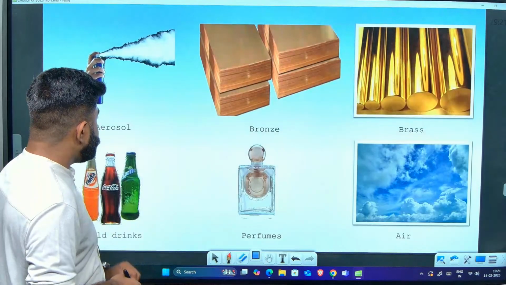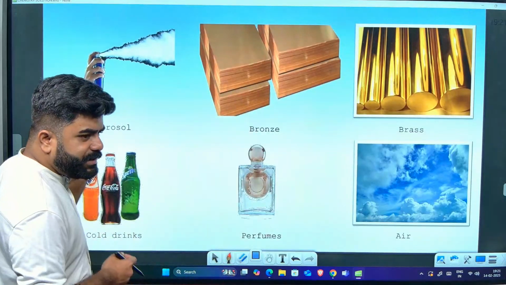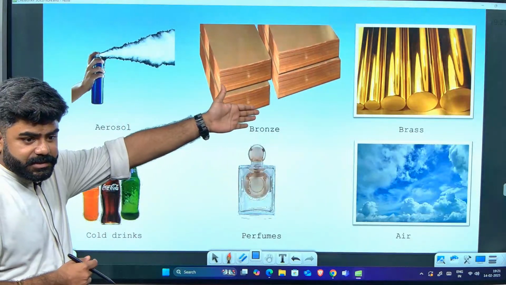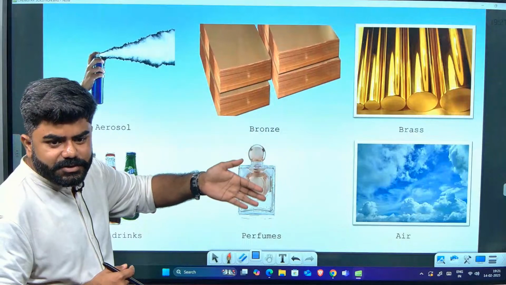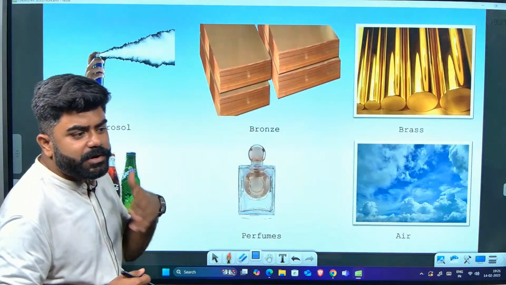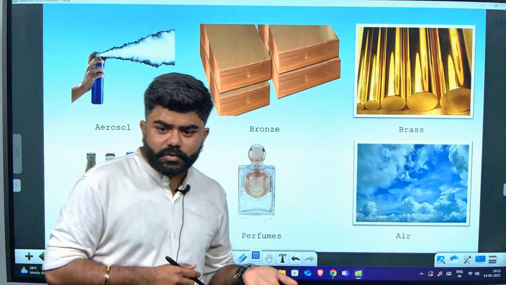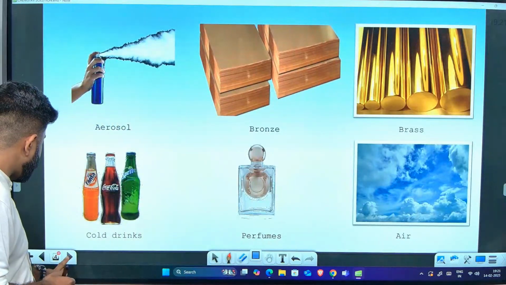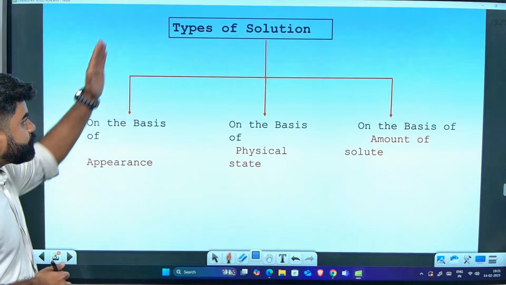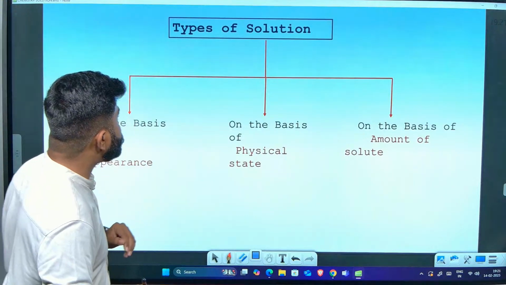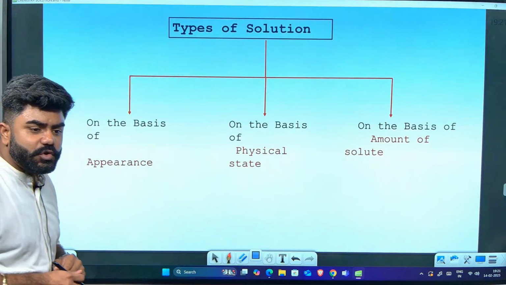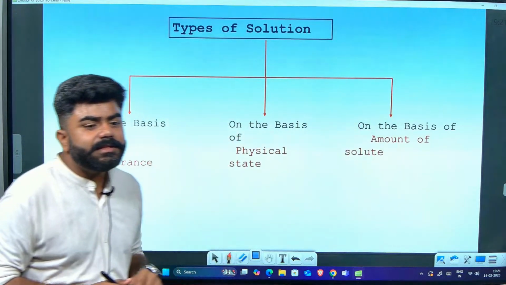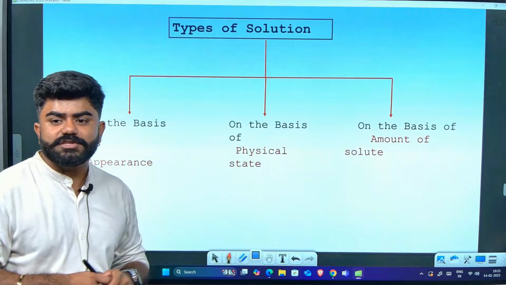Now, see here you have different types of solutions. You have the brass, which is solid in solid. Solid in solid, liquid in liquid, gas in gas. In the different types of solutions we have, I am going to show you that. First we will see how to classify the types of solution. Number one is by appearance, then by physical state, then by amount of the solute.